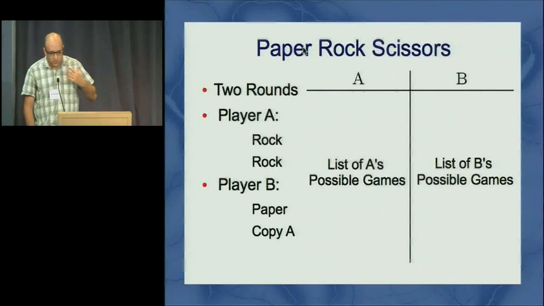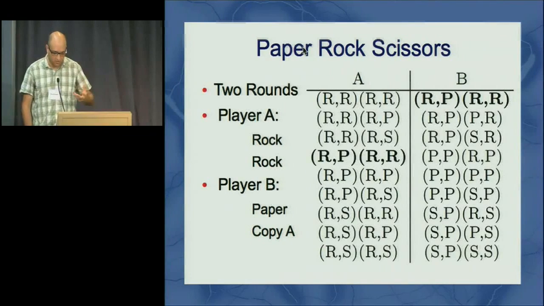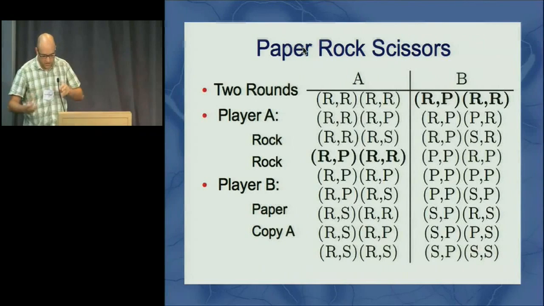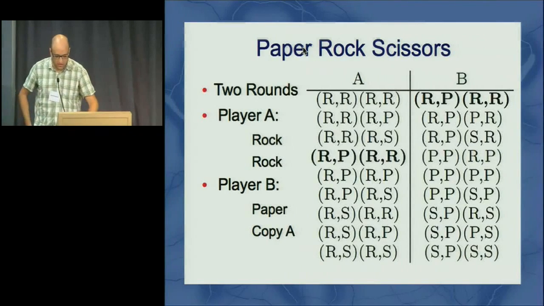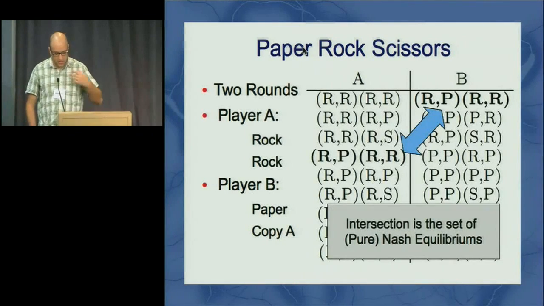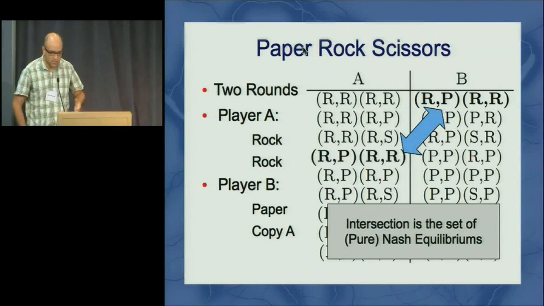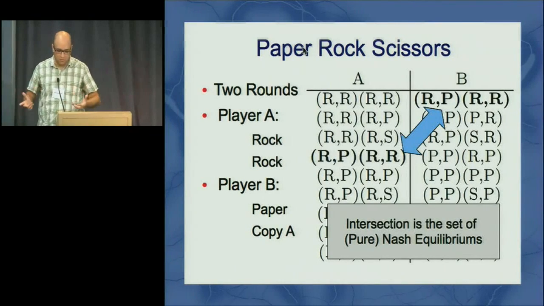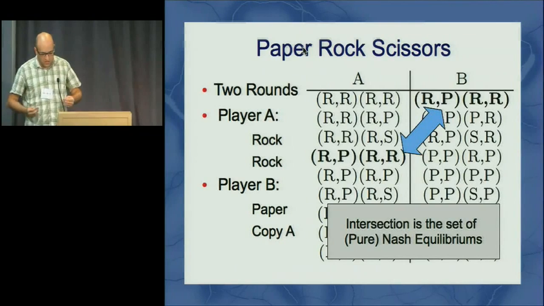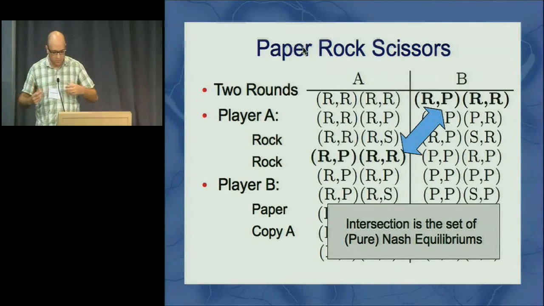So what you do is that you encode this into a Nash equilibrium game. So you list all of A's possible games, and you list all of B's possible games. These are all the games that A can play, and these are all the games that B can play. And you look for the intersection of these two lists. The intersection of these two lists is the set of pure Nash equilibriums. That's basically the only game that A and B can play. If there's uncertainty, then they can play different types of games, but in this case, it's only a single intersection.